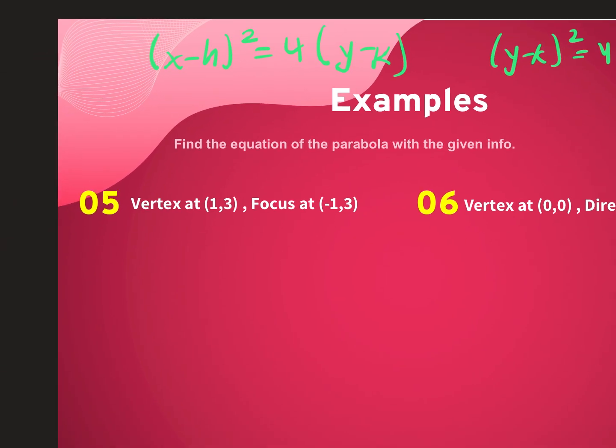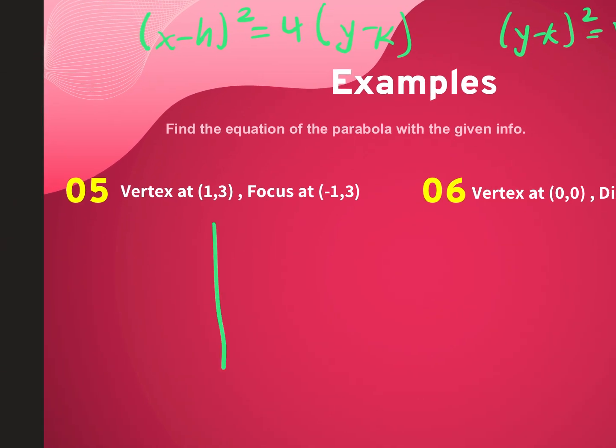So let's think about this. Well, first thing we should do, if there is no picture, you should draw one. So my vertex is at 1, so over 1 and then up 3. 1, 2, 3. There's my vertex. And then they told me another really important piece: my focus is at -1, 3. So let's think about where that is. -1, up 3. That's my focus.